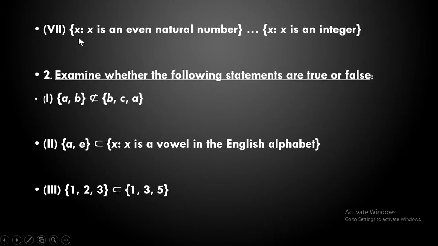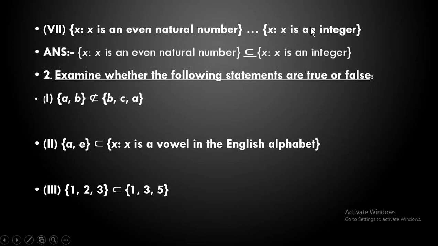Next one says X is such that X is an even natural number, then they say X is such that X is an integer. Now if you remember, integers consist of all the negative numbers, positive numbers, all the even numbers, odd numbers, and yes, of course it consists of all the natural numbers. So this is a part of this.